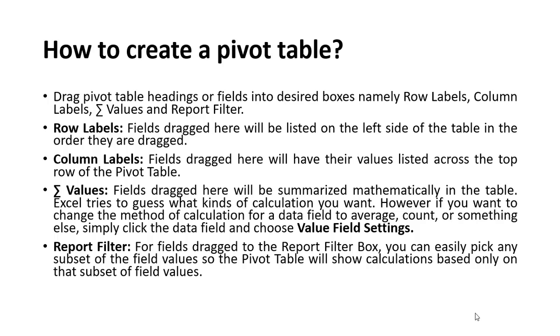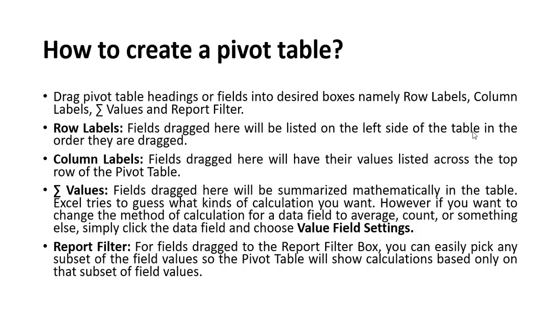Now it may make better sense. When it comes to these row labels, the fields dragged here will be listed on the left side of the table. So whatever fields you put in the row labels would be listed on the left side of the table, and it would represent the rows. Similarly, whatever table headings you drag to the column labels would be listed across the top row. So in fact, that would represent the columns.